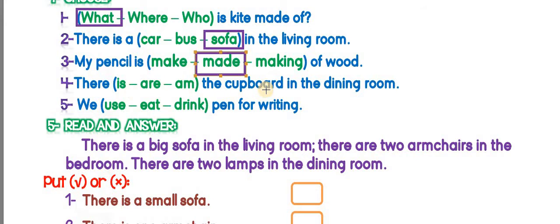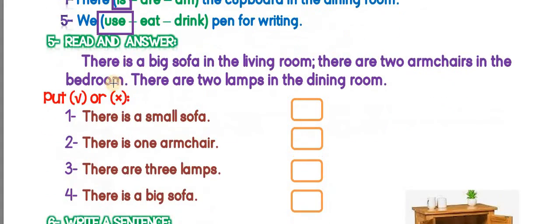There is ولا there are a cupboard in the dining room? Cupboard مفرد تبقى there is. يوجد دولاب في الدايننج روم. There is a cupboard in the dining room. We use pen for writing. احنا بنستخدم القلم للكتابة. There is a big sofa in the living room. في صوفة كبيرة في living room. There are 2 armchairs في كرسيين in the bedroom. There are 2 lamps في لمبتين in the dining room.